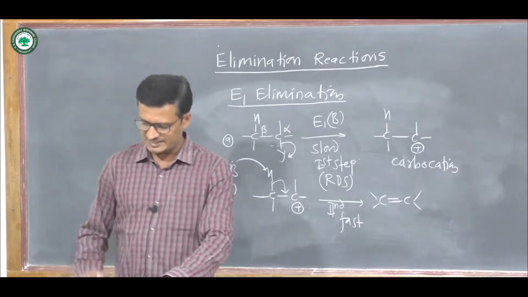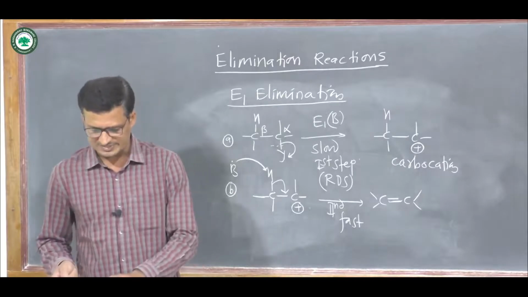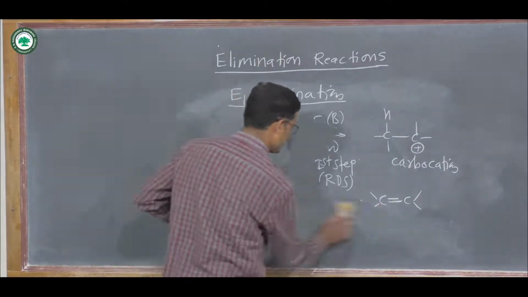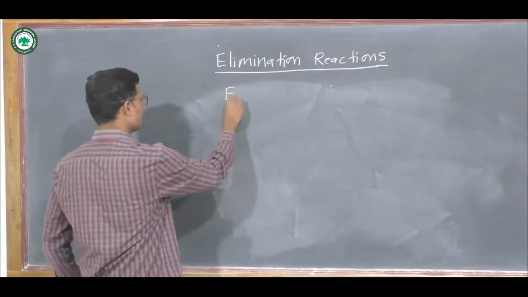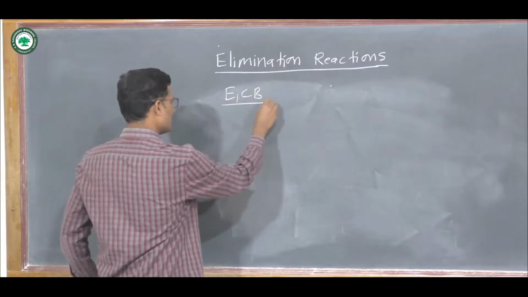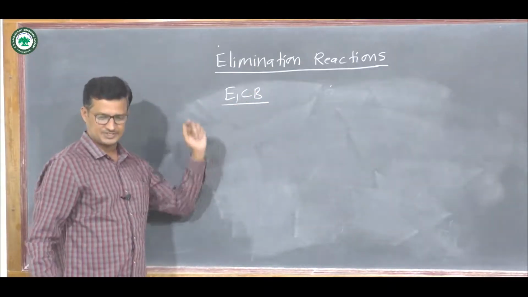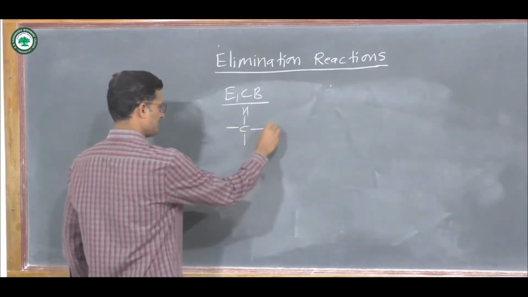Then we take the next example, which is called E1CB. This is the last, or third, type of elimination reaction, and we call it E1CB: elimination unimolecular proceeding through the conjugate base. We take a simple example. This reaction also has two steps.